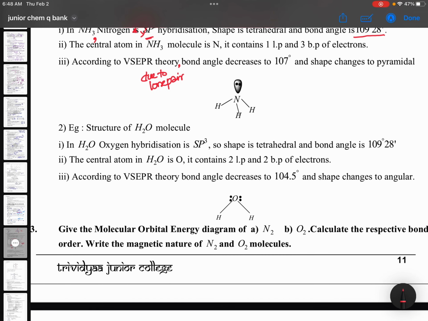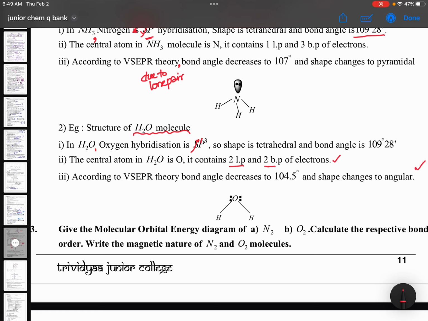Similarly, structure of water molecule. In water, oxygen hybridization is sp3. So shape is tetrahedral and bond angle is 109 degrees 28 minutes. The central atom in water is oxygen. It contains 2 lone pairs and 2 bond pairs of electrons. According to VSEPR theory, bond angle decreases to 104.5 degrees and shape changes to angular.